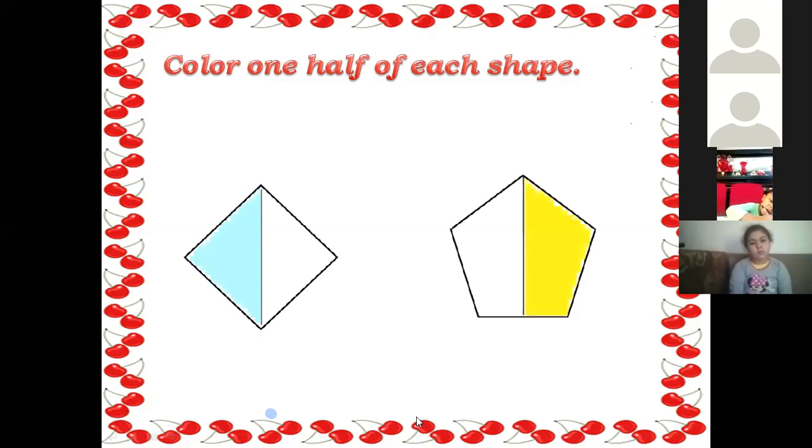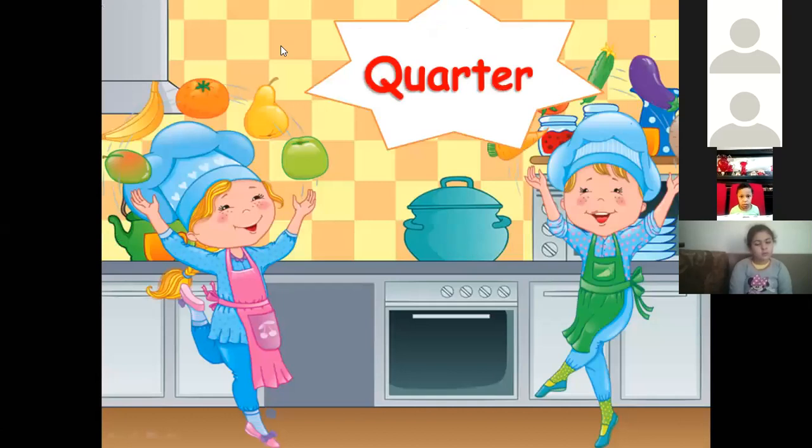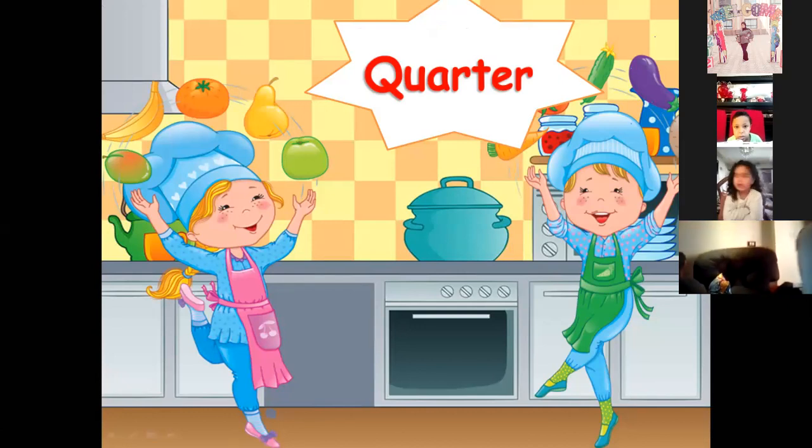So guys, to color one half of that shape, we need to color one part of the two parts. One part, Talia, one part of the two parts. Right now, guys, we are going to talk about the quarter or the fourth.